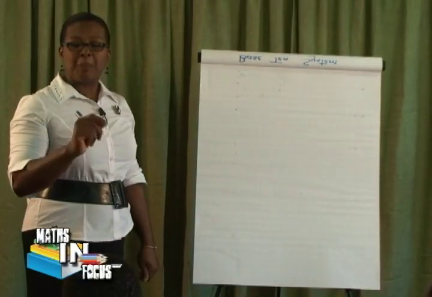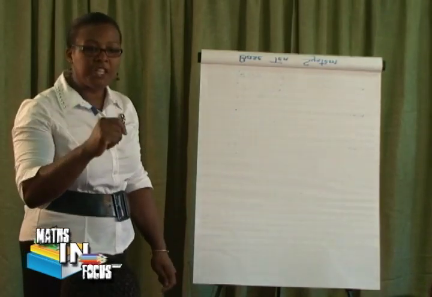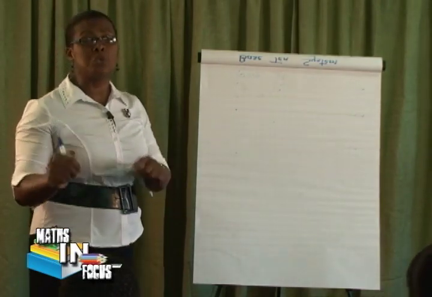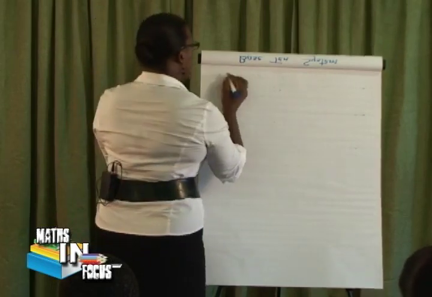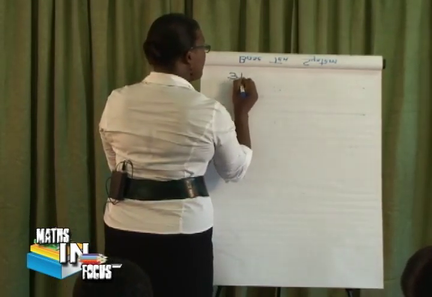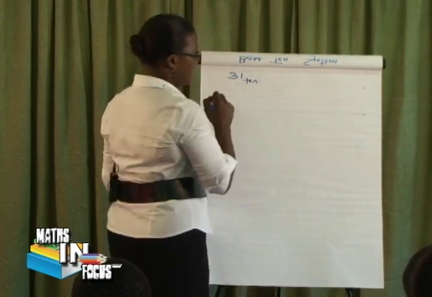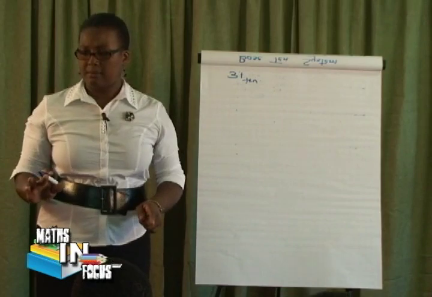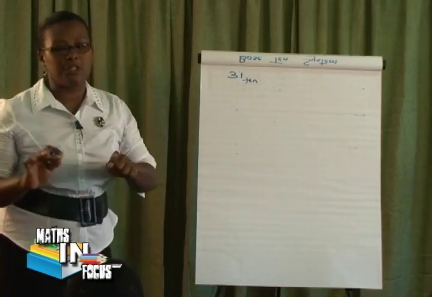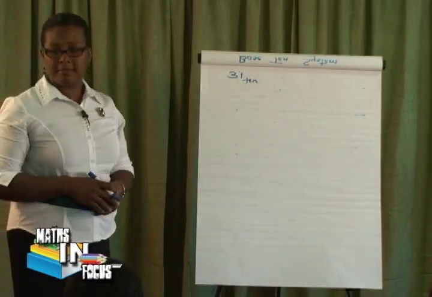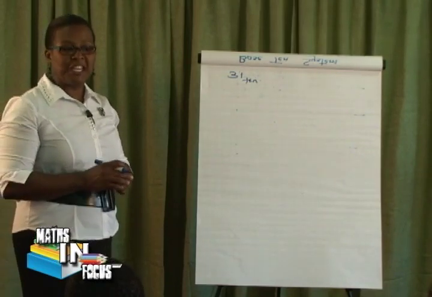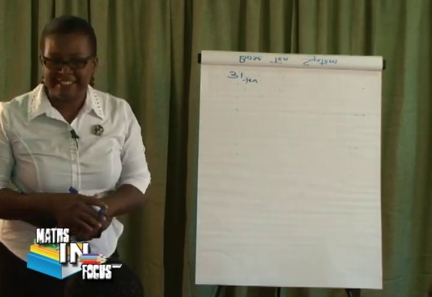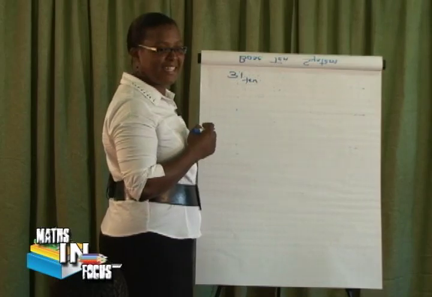What about if we have a number in base 10 and we want to change that number to a base 2 number? We have 31 base 10. And when we are finished writing 31, we must only see zeros and 1s. So we're moving from base 10 to base 2. Who would like to give me a suggested answer? Yes, Neon?